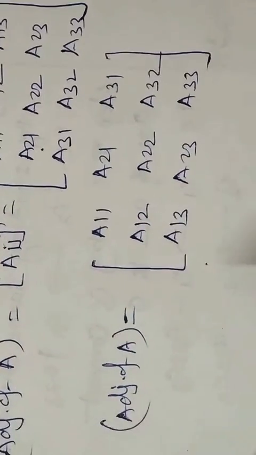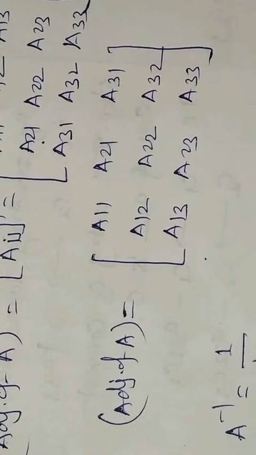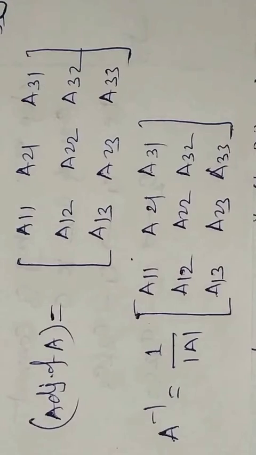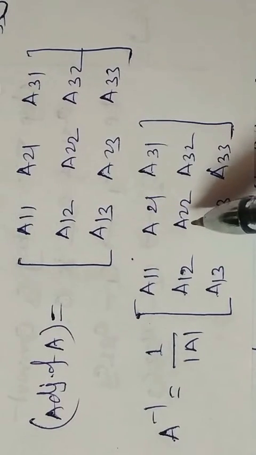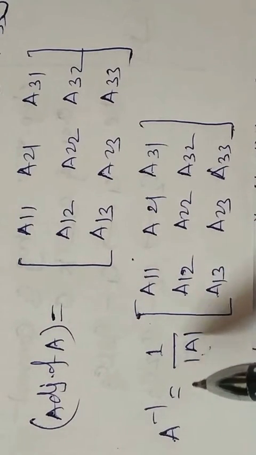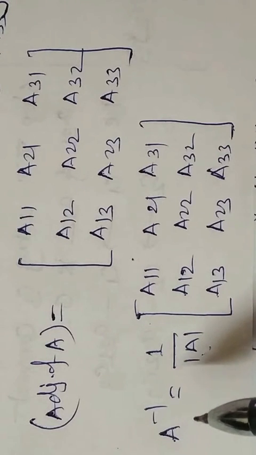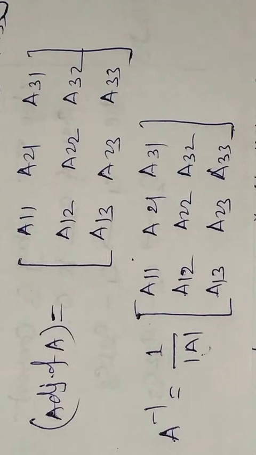Now what is the inverse? A inverse is equal to 1 upon determinant of A times adjoint of A. This adjoint you can write here, divided by determinant of A, then you get A inverse. So this is the third method to find the inverse. First is elementary transformation on rows, second on columns, and third is the adjoint method. So this is the simplest method to find the inverse of any matrix.